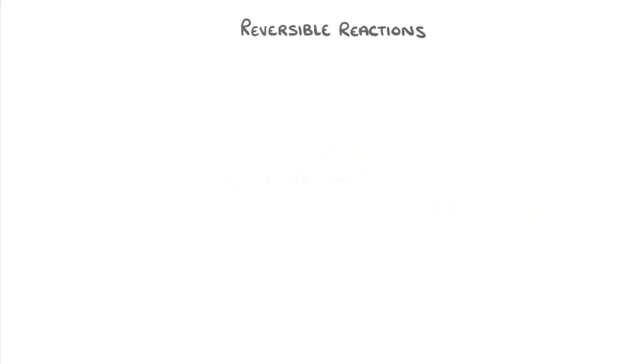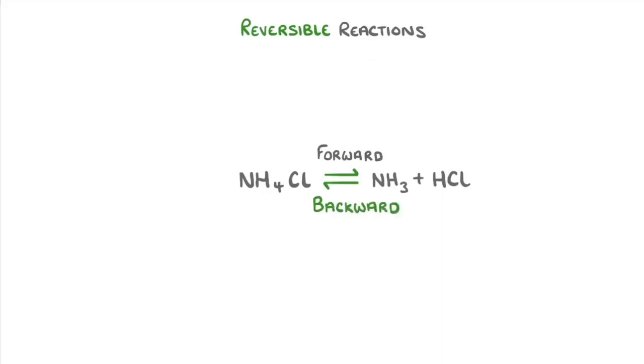In other reactions though, like this one here, we have a double arrow, which tells us that the reaction is reversible. The top arrow tells us that ammonium chloride can break down into ammonia and hydrogen chloride, which we call the forward reaction, while the bottom arrow tells us that the ammonia and hydrogen chloride can also combine to reform the ammonium chloride, which we call the backward reaction. So because both of these can happen, we call it a reversible reaction.